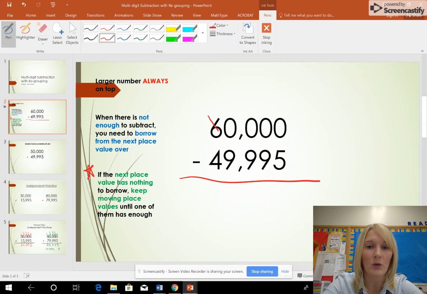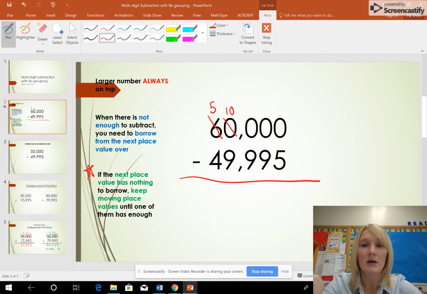So I'm going to take one 10,000 away, and then I'm going to give that to my thousands place. But now I still have the problem of having no hundreds. So I'm going to borrow one of those thousands to give to my hundreds place. Then I run into that problem again. I still don't have any tens to share. So I'm going to take one of those hundreds and give it to my tens. And then finally, to reshare with my ones, I'm going to take away one of those tens and make my ones place able to subtract.